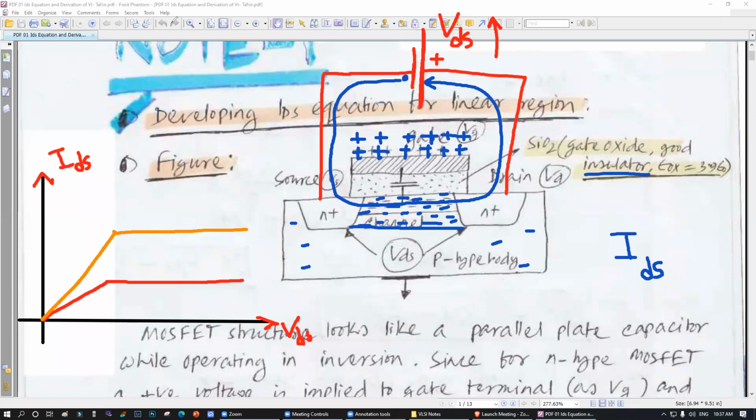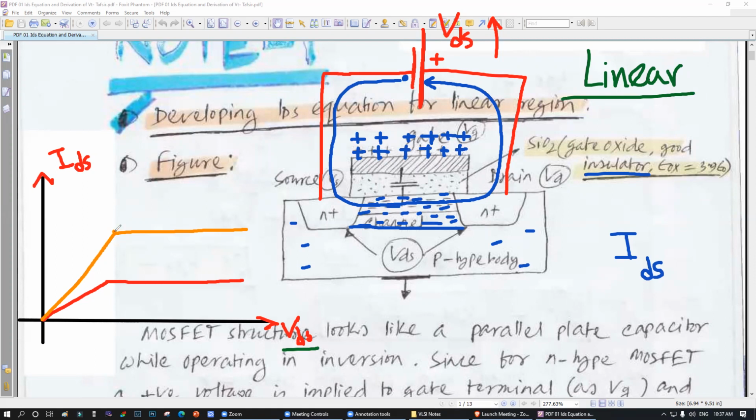And let me be very clear here. This segment, when the current was rising, is called the linear region. Do you understand linear? Linear means current is increasing with respect to voltage. Voltage is increasing, current is increasing. That means it is linearly increasing. That's why it is called the linear region.